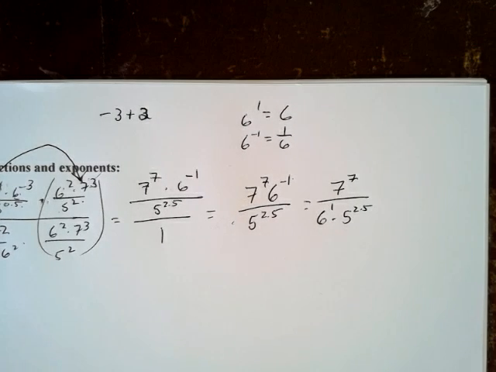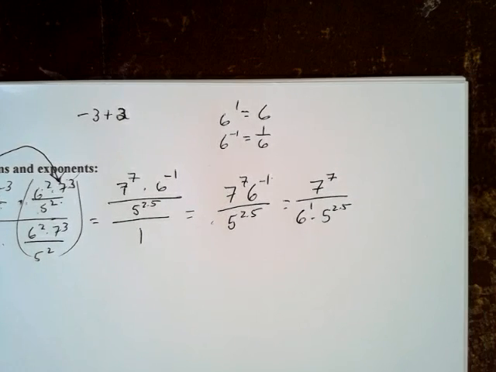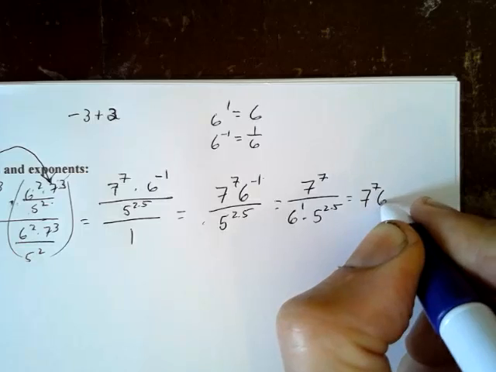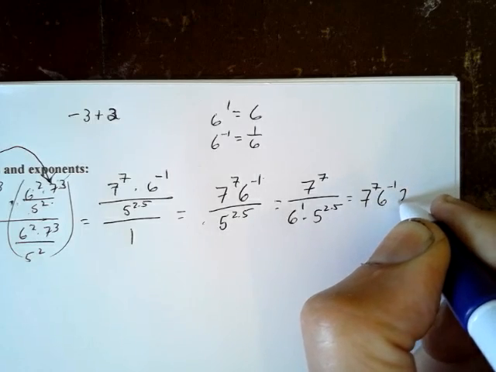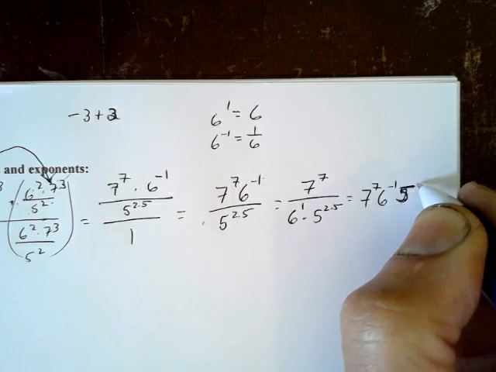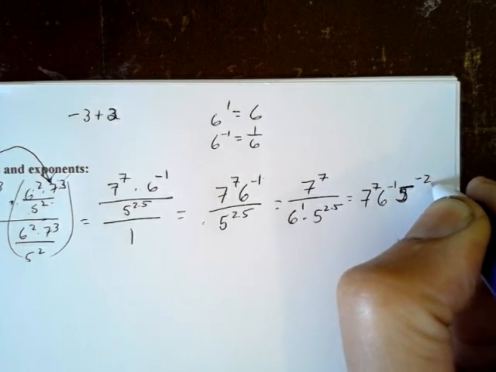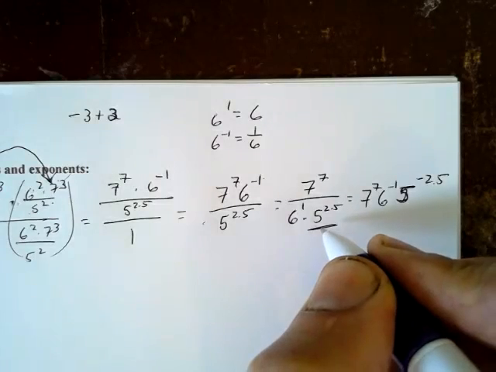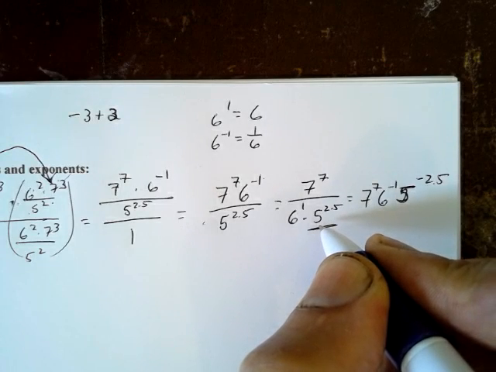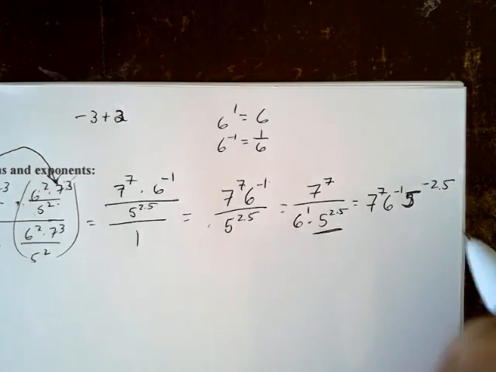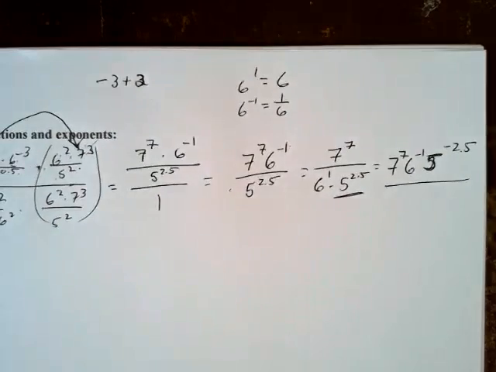Or if we were typesetting this and we had to have it all run in one line, we could write this as 7 to the 7th, 6 to the negative 1, 5. And then what would we want the exponent to be here? Right, negative 2.5, because we'd be bringing the positive 2.5 up from the denominator, so we have to change the sign for it to become negative 2.5. So we can also write it this way.